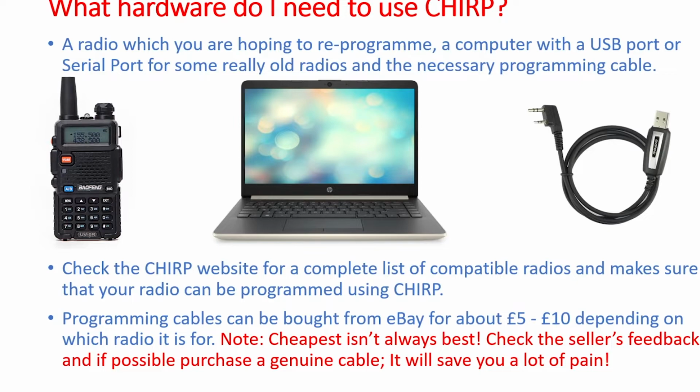Quick word on the programming cables. Programming cables can be bought from eBay, Amazon, whatever your favourite shopping site is, for about £5 to £10, depending on which radio it is. They come in all sorts of shapes and sizes. That's the one for the Baofeng UV5R. I then have one for my FT817, and a slightly different one for my FT8800. So they all come in different shapes and sizes. Note the red note at the bottom.